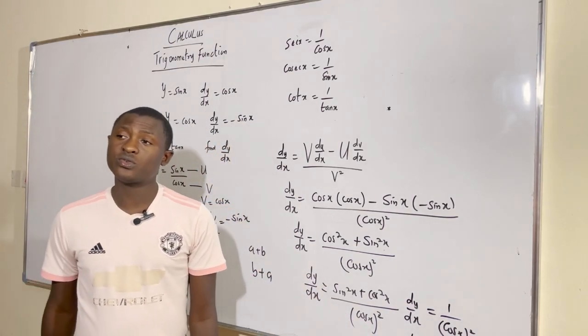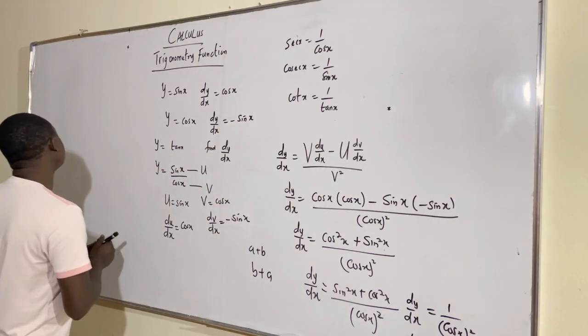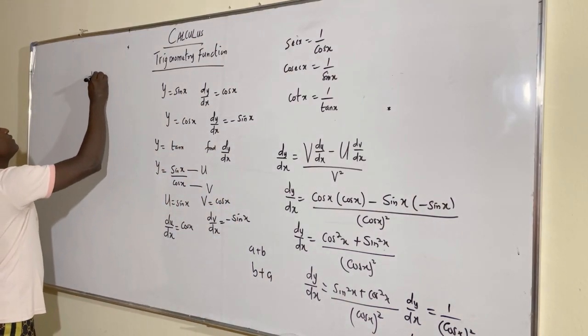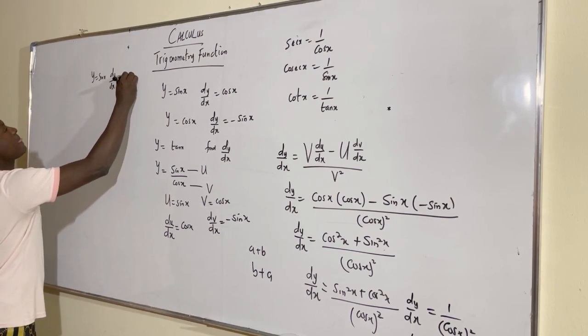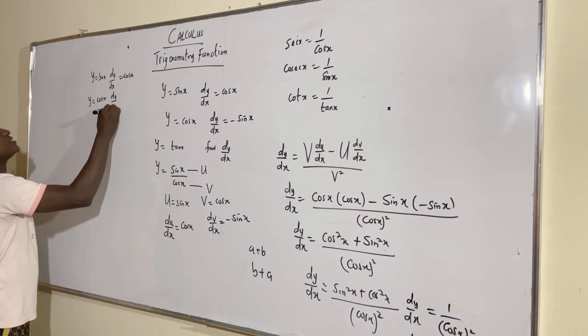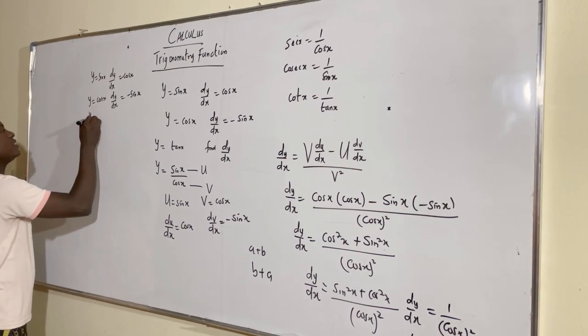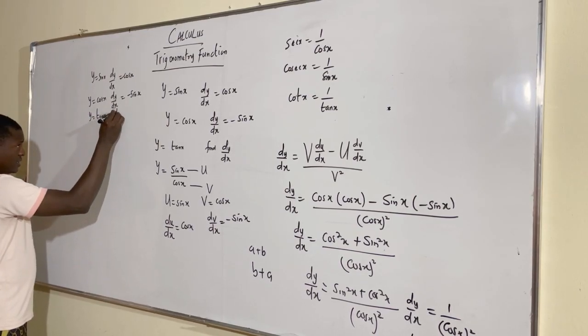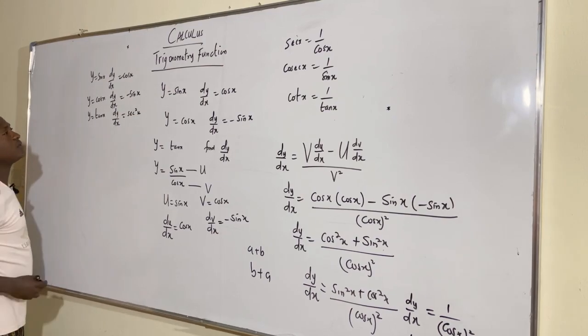I will do one more so that you see how. Now let's add the identity here. The first one we said, if you have y is equal to sin x, the differential of sin x is cos x. And the differential of cos x is nothing but minus sin x. And if you have y is equal to tan x, then dy/dx of this is nothing but sec square x.